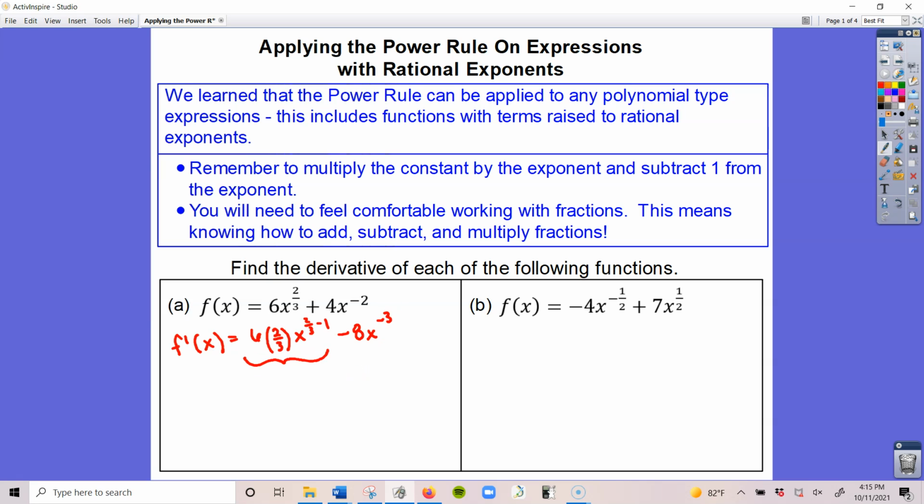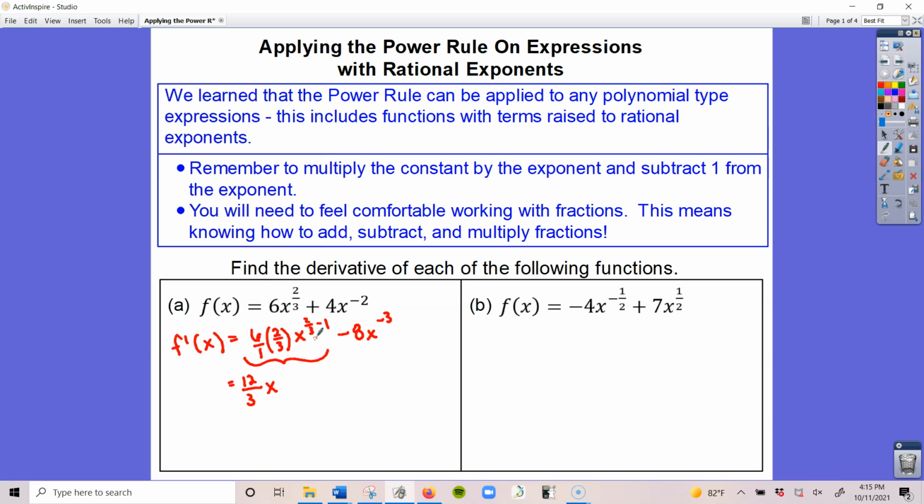So now let's focus on this part here. 6 times 2/3, when you're multiplying fractions, you multiply numerator with numerator, denominator with denominator, which here the denominator is 1. So 6 times 2 is 12, over 1 times 3, which is 3.